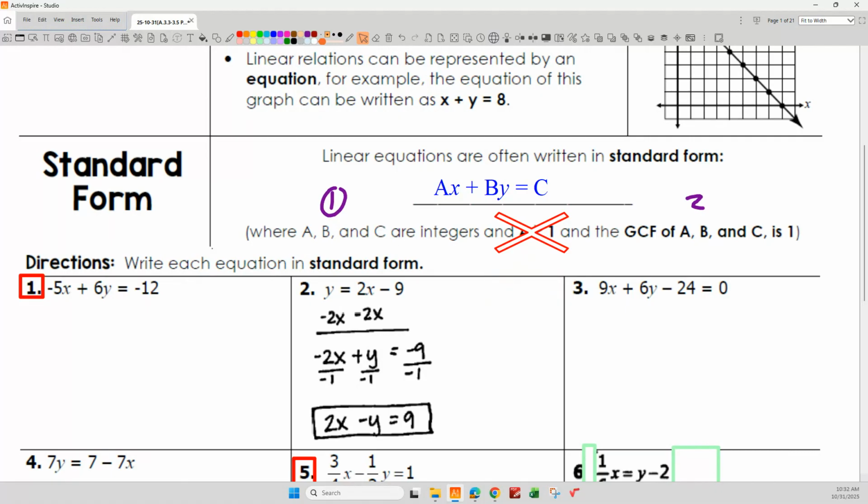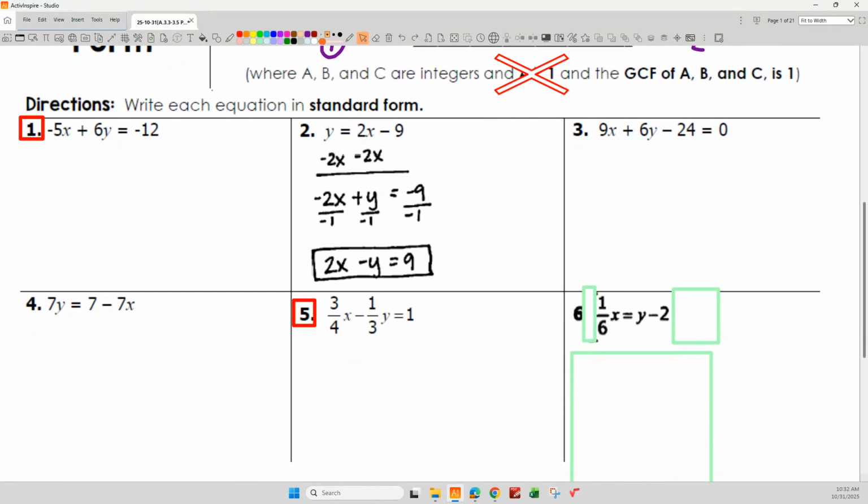What's 6 divided by -1? -6. What's 6 times -1? Okay, they both do the same thing, don't they? Which one's a little bit easier? I'd say multiply. Here's why, because it's easier to show the work. Like in number 1, let me rewrite this. So here's the equation, -5x plus 6y equals -12.